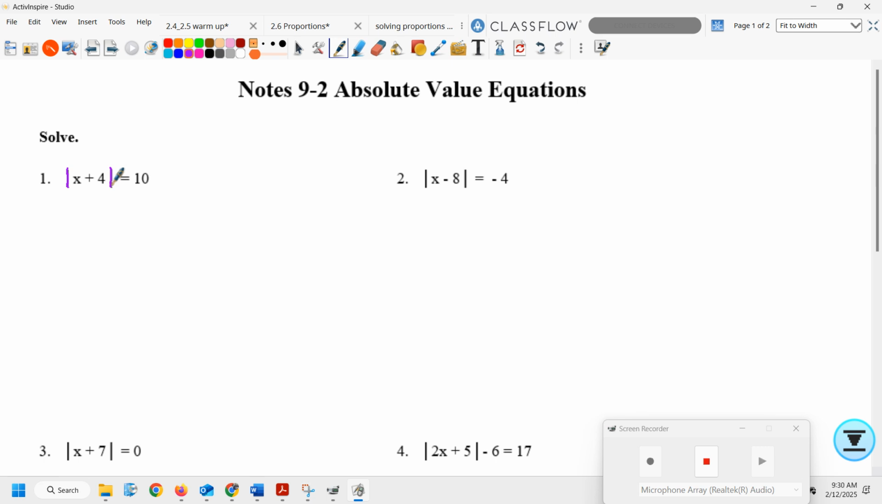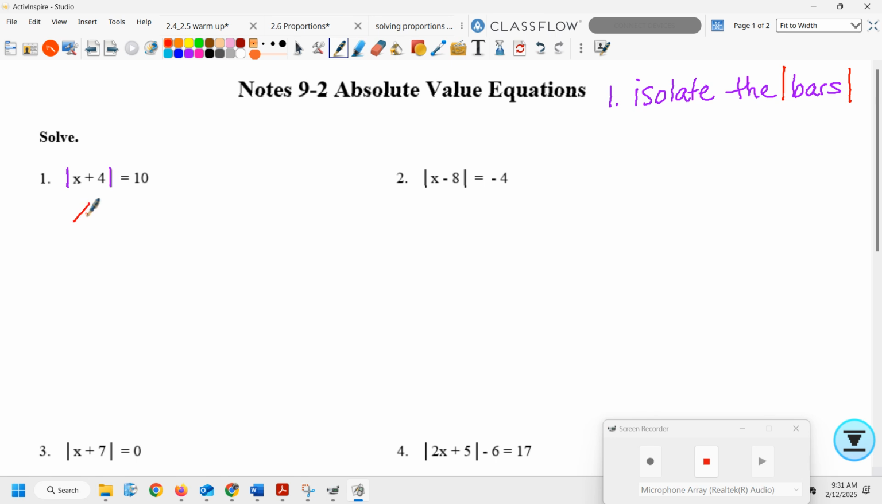So when you're solving absolute value, the first thing you want to make sure is you isolate the bars, right? Isolate the absolute value bars. That just means get everything that's on the side of the equation with those absolute value bars outside, away from it, okay? So if you look at number one, this is already isolated. There's nothing outside.